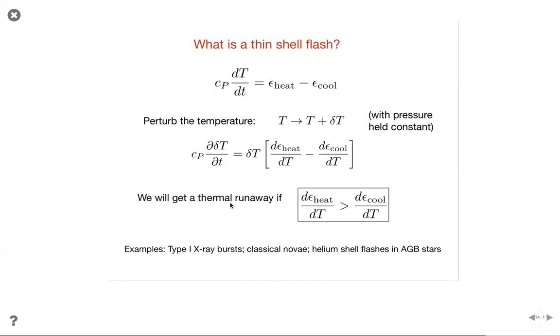As I already mentioned, this just summarizes examples of the situation when the heating rate exceeds the cooling rate. Examples in stellar astrophysics are type 1 X-ray bursts, which is what we are talking about right now, also classical novae that we discussed last time, and also helium shell flashes in asymptotic giant branch stars, which I mentioned in my first lecture that was an introduction to stellar astrophysics.